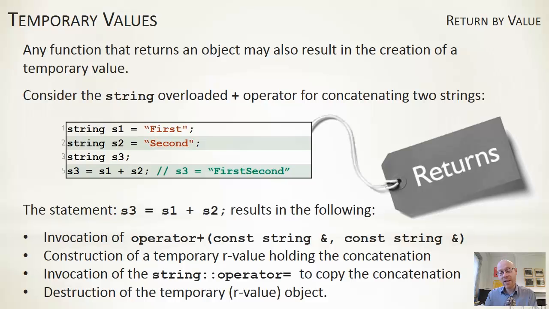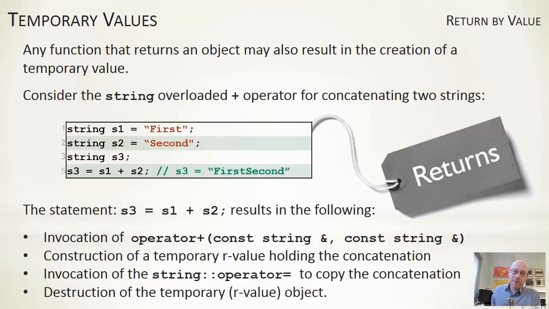We then say that, okay, S3 is equal to this temporary R value, and we go to S3, we say, okay, do you have a copy assignment constructor for a string? There is, use the default one, the one that's built in, and we'll then use that to copy the temporary R value across into S3. And having done that, the temporary value has finished its usefulness. We then get rid of it.